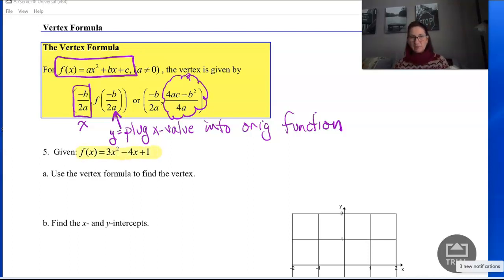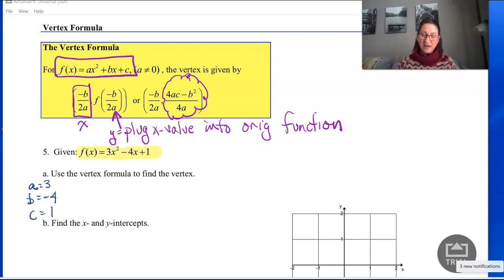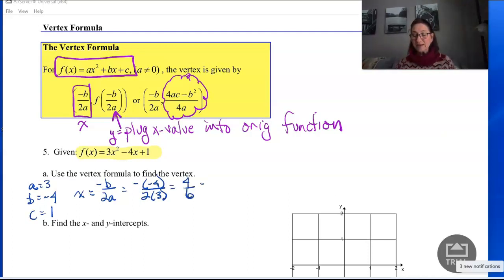Here we've got a function. It's a quadratic. It's in standard form. So the first thing that we want to do is identify our a, our b, and our c. So our a is 3. Our b value is -4. Our c value is 1. So to find the x part of our vertex, that's going to be -b over 2a, or the negative of -4 over 2 times 3. So that's going to be 4/6, which reduced gives you 2/3.